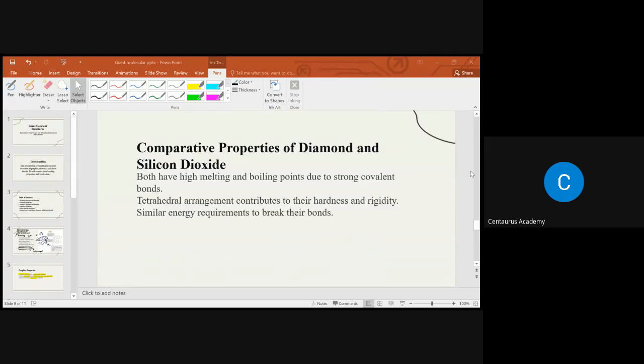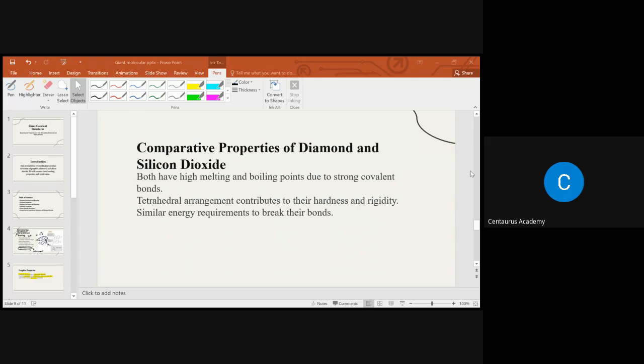giant covalent structure. So if you are asked to distinguish between simple covalent structures and giant covalent structures, you're going to refer to that in simple covalent structures, you don't have lots and lots of atoms which covalently bond together. But here in giant covalent structures, you have millions of atoms which are covalently bonded together to form a giant covalent structure.